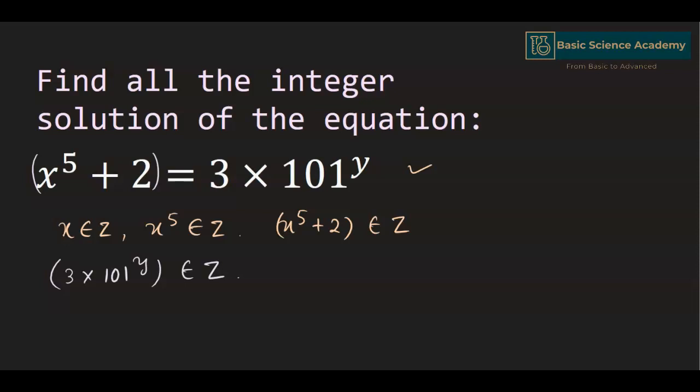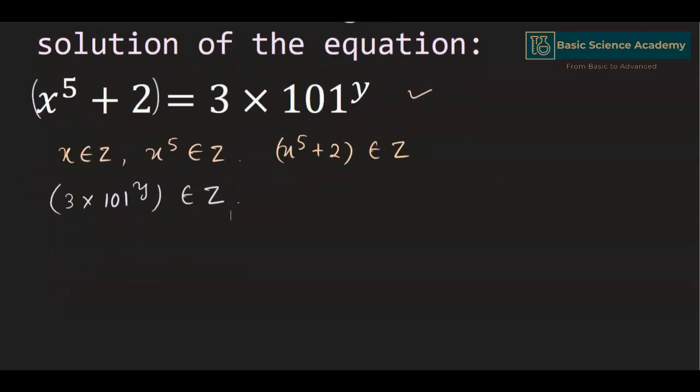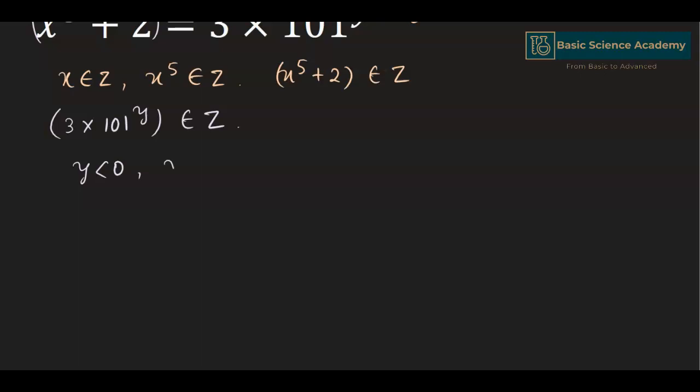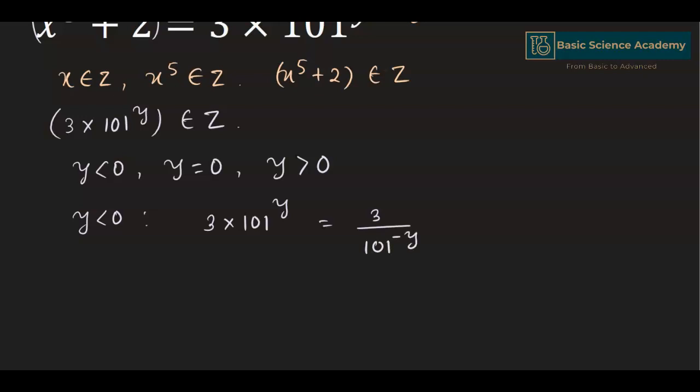Now we have three different possibilities for y: when y is negative, when y is equal to 0, and when y is positive. When y is negative, 3 multiplied by 101 to the power of y will be in the form 3 divided by 101 to the power of minus y, and this value is a fraction. Since we are getting a fraction for y less than 0, it cannot be our solution. Hence y cannot be less than 0.